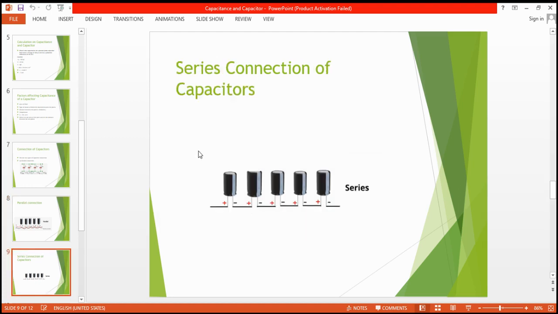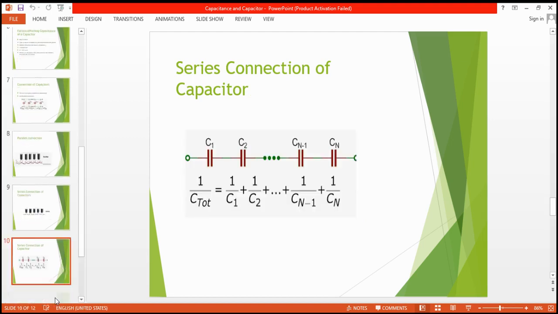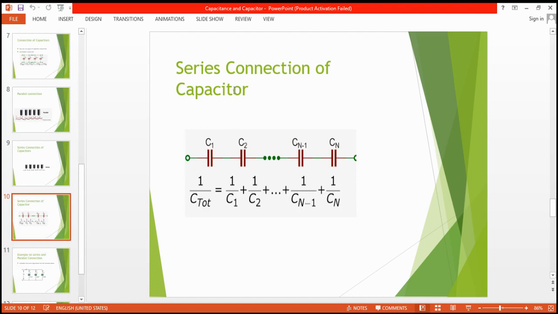Then we move to series connection, and we begin by looking at this diagram. In this diagram, you can see how we connect practical electrolytic capacitors in series. And you can see here you have an end-to-end connection. Then we move to the next slide, 10, and in this case, we look at series connection.